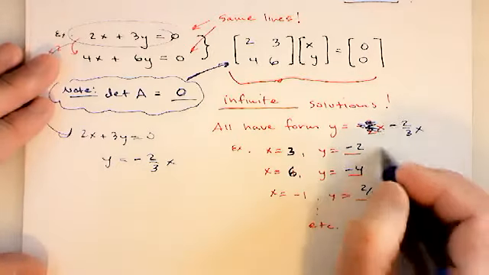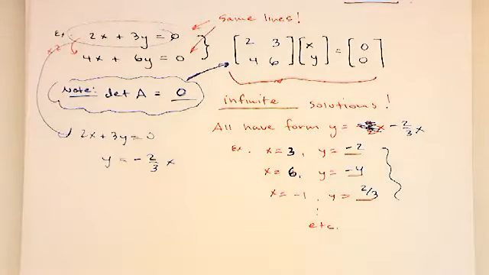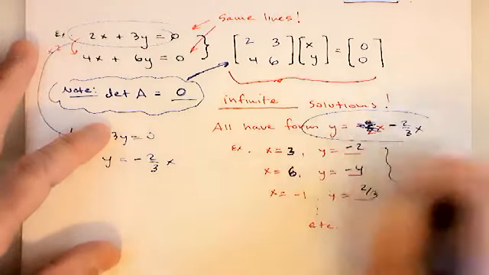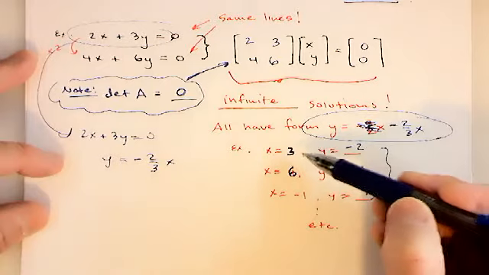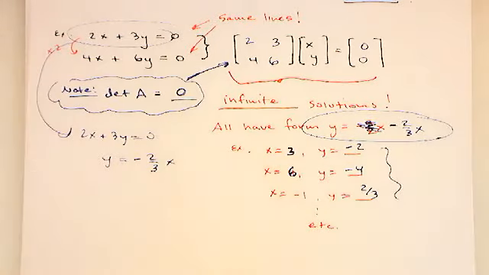So there's an infinite number of solutions. And if you just solve for y and make it y equals negative 2/3 x, then you can easily find solutions by just choosing different x values.